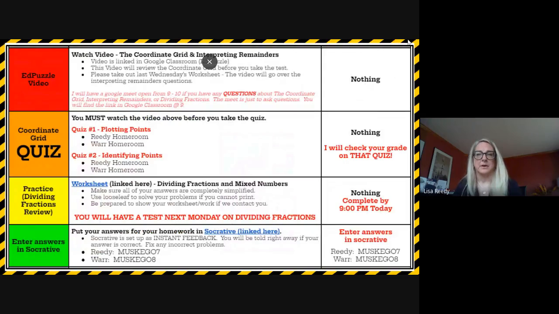This is what the path looks like today, okay? Right now it says Ed Puzzle Video, which is what you're watching right now, about the coordinate grid and interpreting remainders. I'm not going to have a virtual meeting this morning. I will, from 9 to 10, post a Google Meet that will be open only if you have questions. So you're not coming there to socialize and talk. You should only be going on there if you have a specific question about either the coordinate grid, interpreting remainders, or dividing fractions.